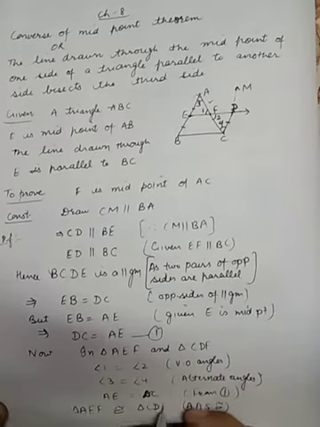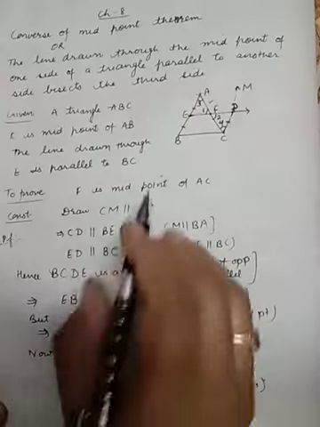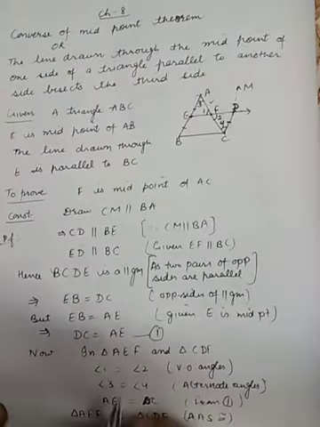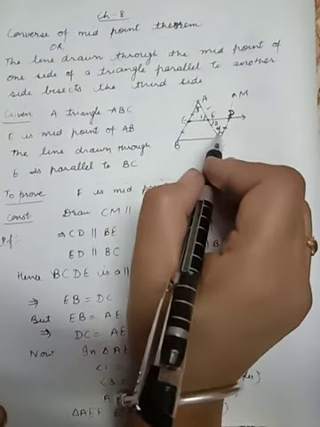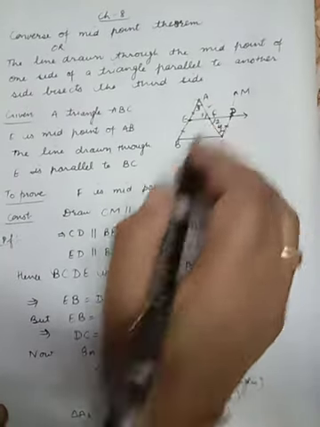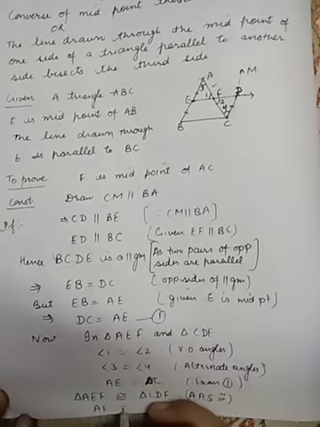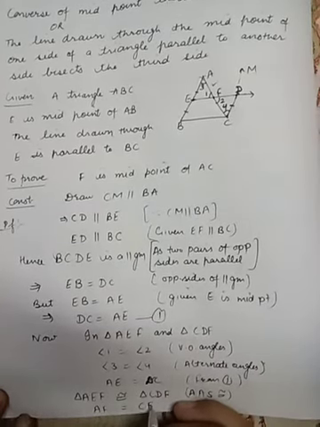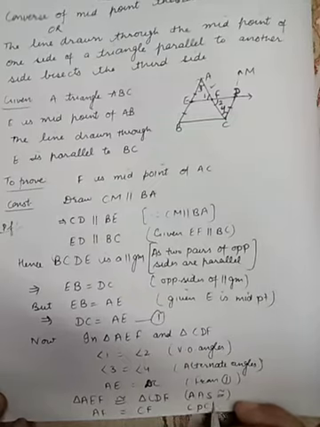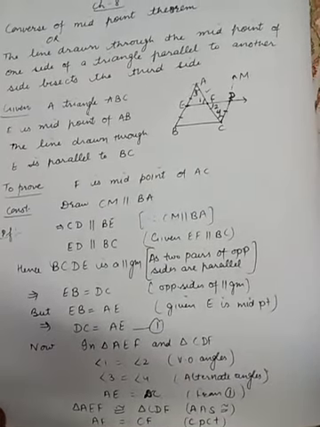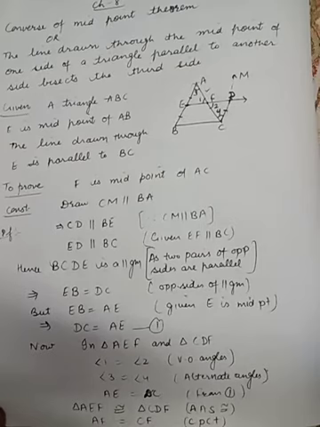And by CPCT, we can take the sides: EF is equal to DF and AF is equal to FC. We have to prove F is a midpoint, so we take the third side AF, which is equal to CF by CPCT, and hence proved that F is the midpoint of the third side AC. Hence this is the theorem.